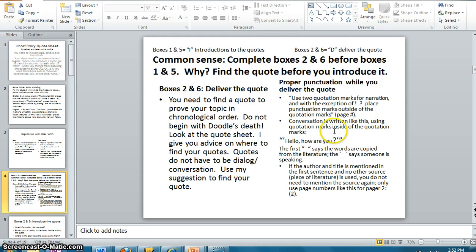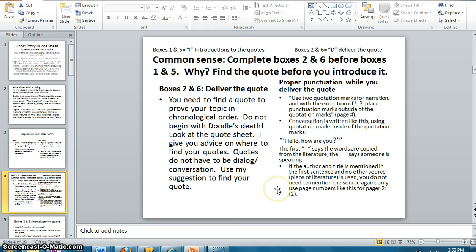Conversation is written like this, using quotation marks inside of quotation marks. You have 3. So these two tell you it's from the book, and this one, before the word hello, tells you someone's speaking. So hello, how are you? The question mark goes before it, and then this question mark says someone's done speaking. These two say, hey, it's from the novel. I wrote the quote directly from the novel, but in the part I took, someone's speaking. The first set of quotation marks says that you copied it from literature. The second set, the little third mark, says someone's speaking.